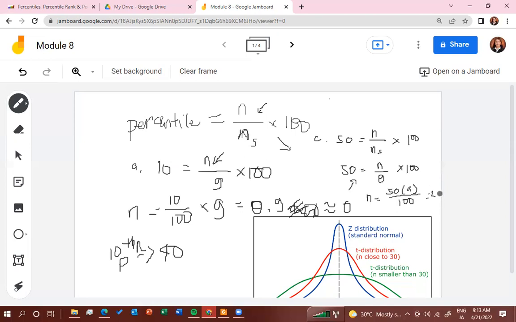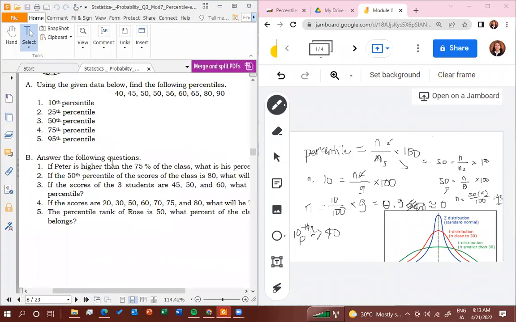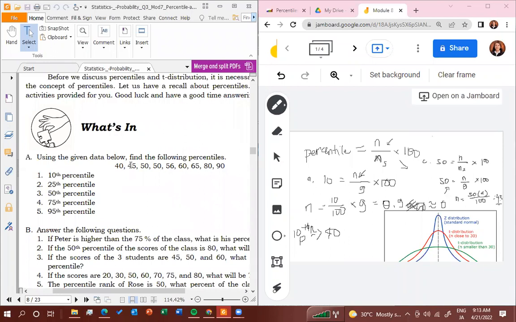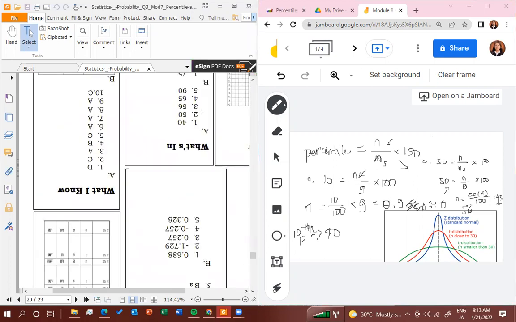Rounding down, the data point we are looking for would have at least 4 data points below it. So we count up: 1, 2, 3, 4. So 56 is the data point that has 4 data points below it. So 56 is the answer. Let's check it against the answer key. Okay.